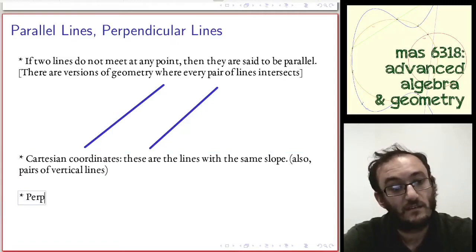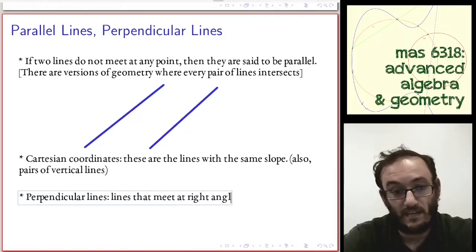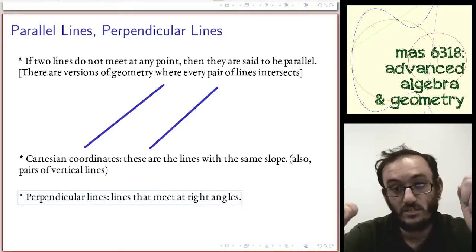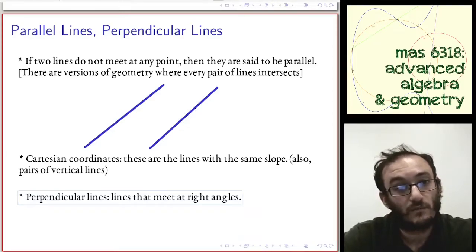Perpendicular lines are lines that meet at right angles, i.e. if you take any pair of rays, one from each of the two lines, then they'll give you a right angle. Okay, we can draw one of those.